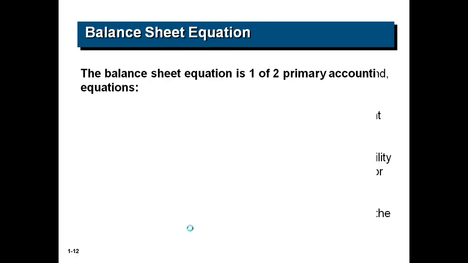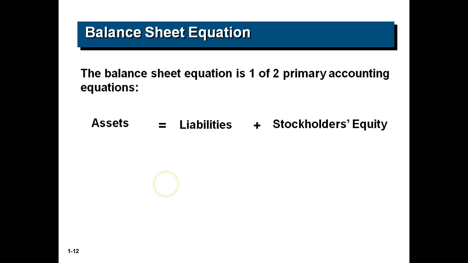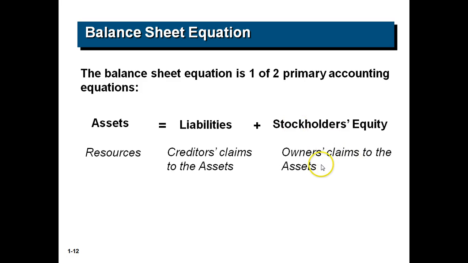So let's look at our primary accounting equation. There actually are two. The first one is assets equal liabilities plus stockholders' equity. Assets are resources of the company. Liabilities are obligations of the company. But another way of thinking about liabilities is that they're the creditors' claims to these assets. Yes, the company owes creditors, so the creditors have rights to some of these assets. And lastly, stockholders' equity is the residual interest of the assets. So that's the owners' claims to the assets.